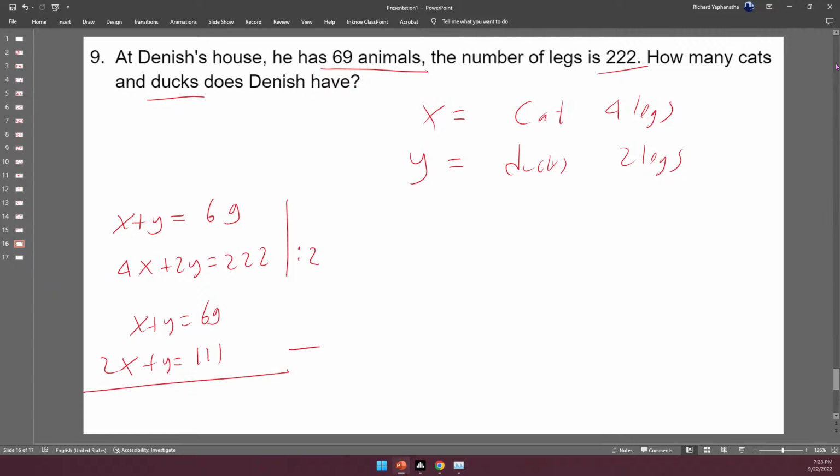And then we want to minus this. Why minus? Because the Y and Y are equal. So we minus this, and it will be minus X equal to minus 42. So Dennis has 42 cats. And how many ducks? You count by yourself. 27 ducks.